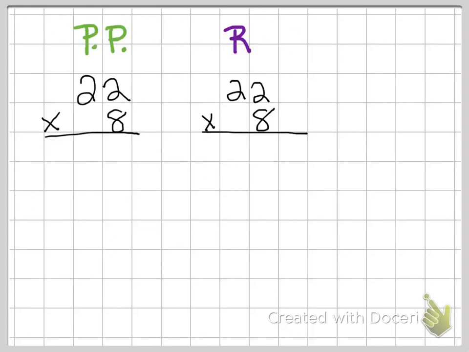Okay, this time we have 22 times 8. And I'm going to do the partial products method in green first. 8 times 2 is 16. 8 times 20 is 160. Add those together. And I have 176 as my final product.